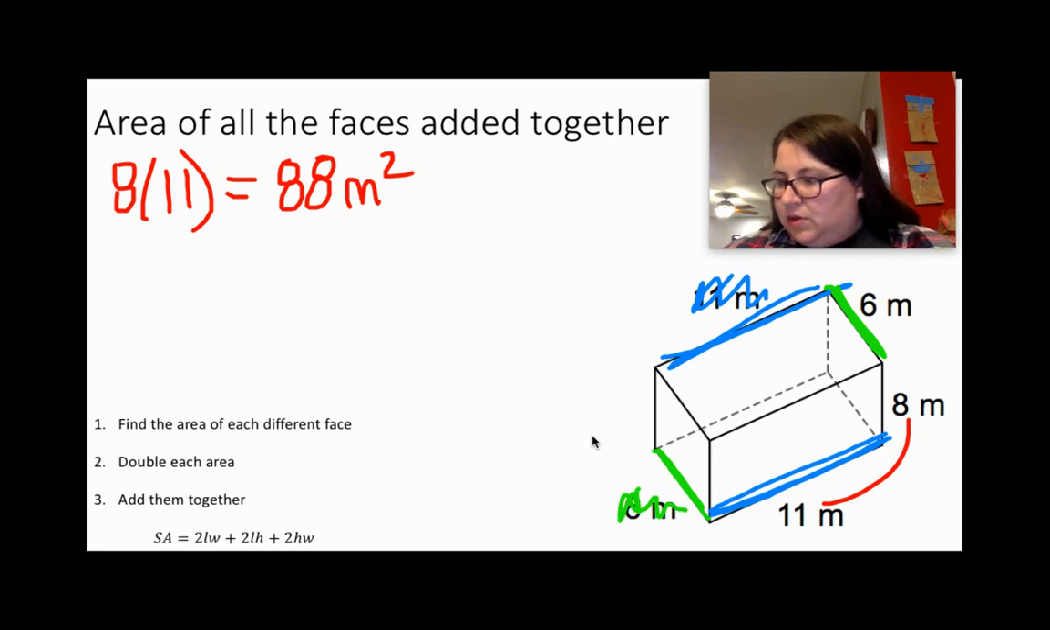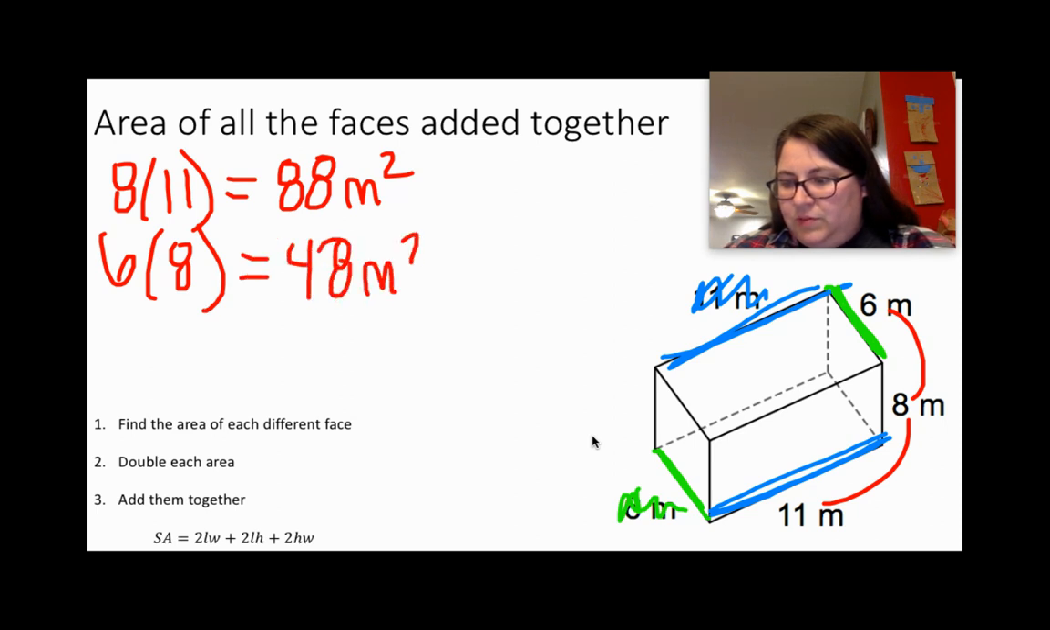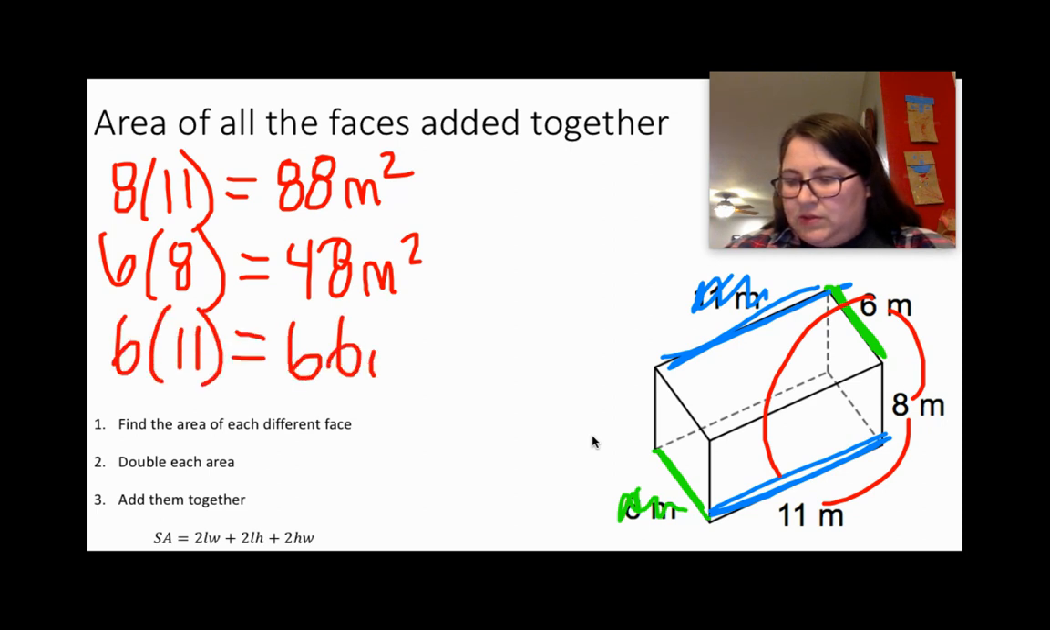The next pair we're going to do is 6 times 8, which is 48 meters square. And then the last pair is 6 times 11, which is 66 meters square. These are the individual areas of the faces.